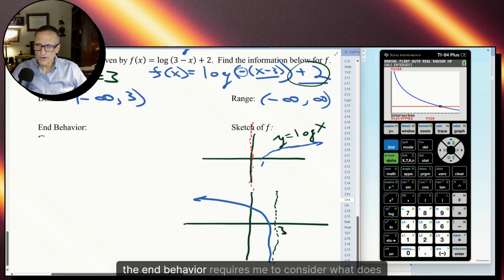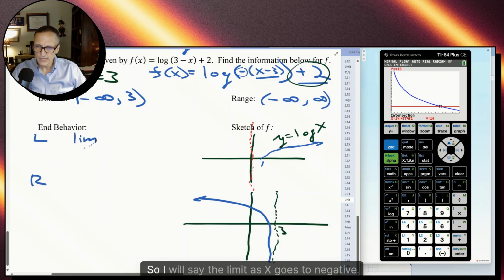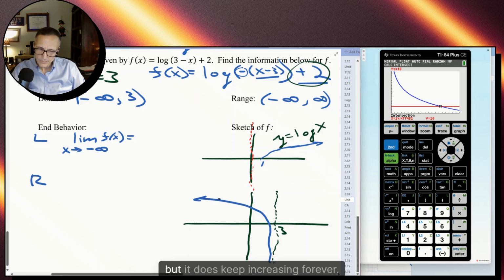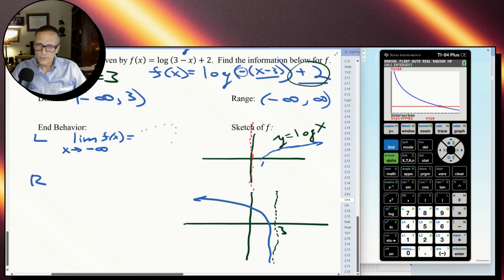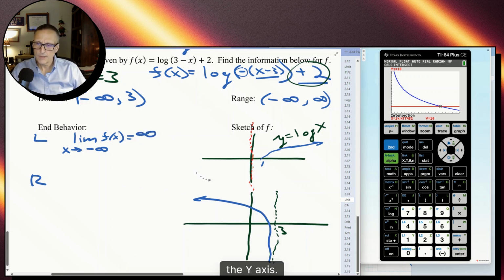Well, the end behavior requires me to consider what it does out on the left side of the graph and what it does on the right side of the graph. On the left side of the graph, it's going towards infinity along the x-axis. So I will say the limit as x goes to negative infinity of f of x, and the y values are going higher. I know it looks like it flattens out, but it does keep increasing forever. So it is going to approach positive infinity along the y-axis.